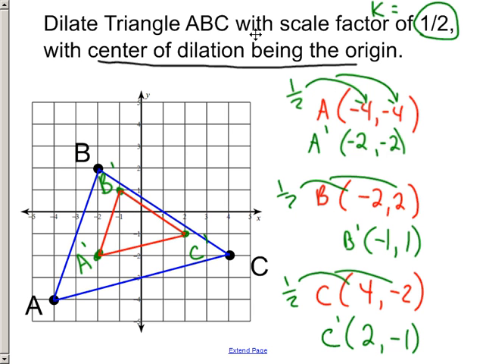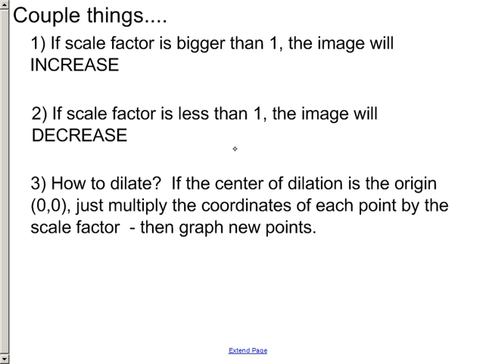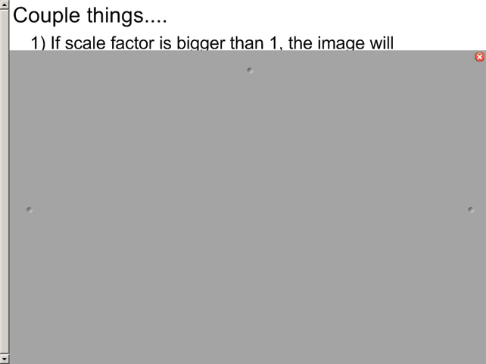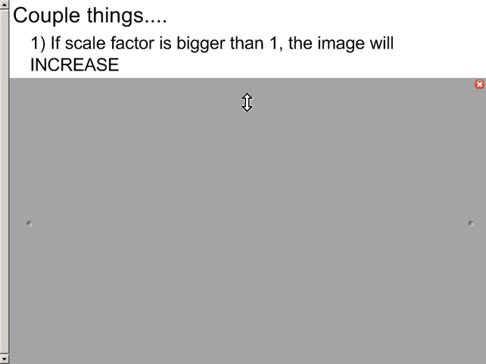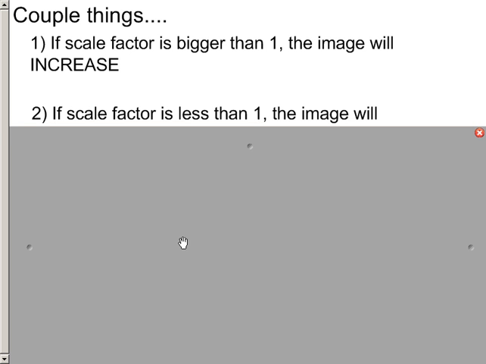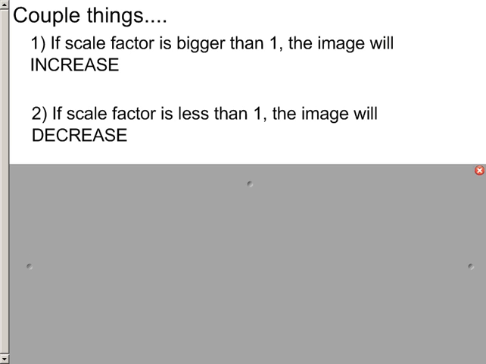And let's just do a quick recap. Let's cover this up here. A couple of things. If the scale factor is bigger than 1, the image will increase. Okay, so we talked about that. If it's a scale factor of 2, it would make it twice the size. If it was a scale factor of 5, that new shape would be 5 times bigger than it was originally. If the scale factor is less than 1, the image will decrease.